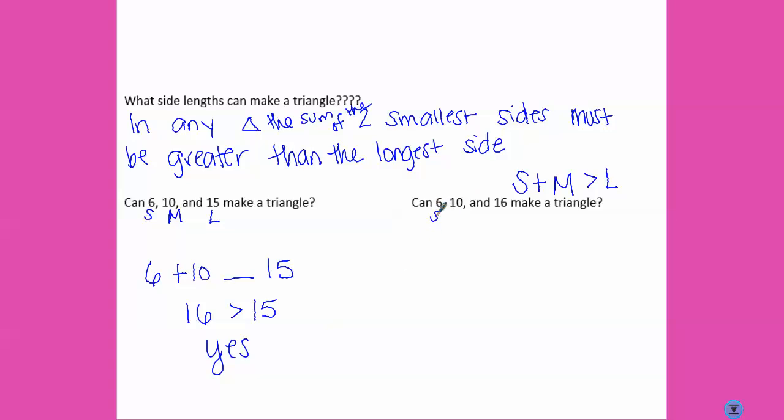Here, small, medium, large, and be careful because they're not always listed smallest to greatest. 6 plus 10 and 16. 6 plus 10 is 16. That's equal to 16. So this can't make a triangle. It has to be greater.